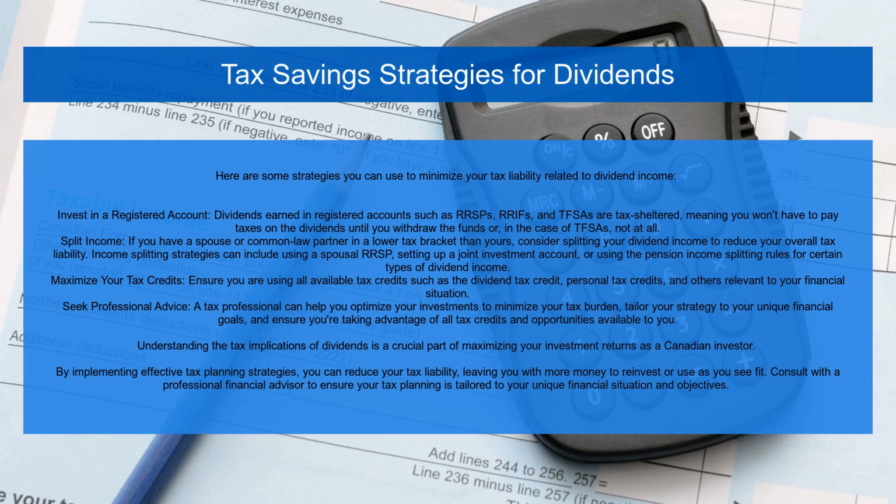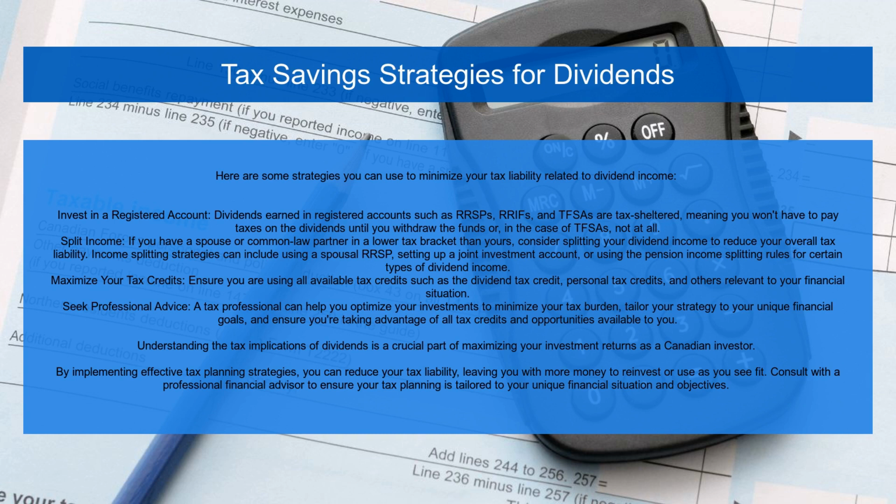Split income. If you have a spouse or common law partner in a lower tax bracket than yours, consider splitting your dividend income to reduce your overall tax liability. Income splitting strategies can include using a spousal RRSP, setting up a joint investment account, or using the pension income splitting rules for certain types of dividend income.